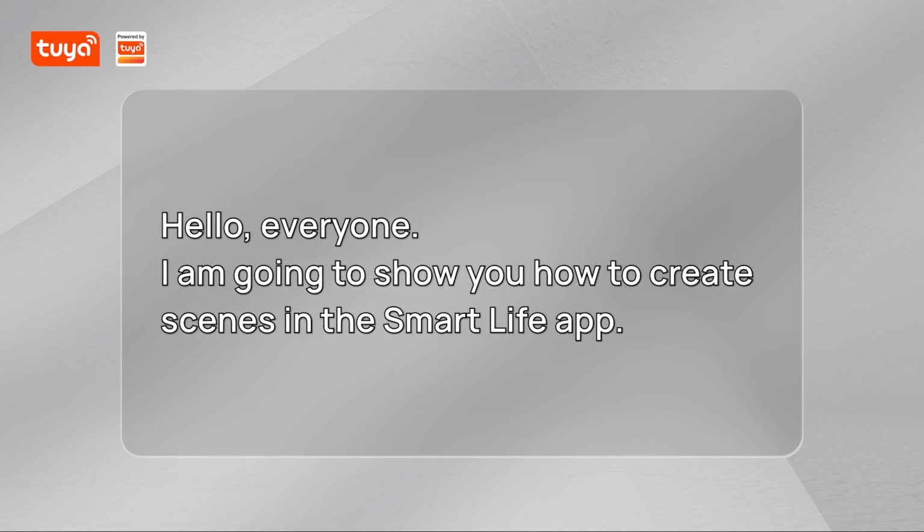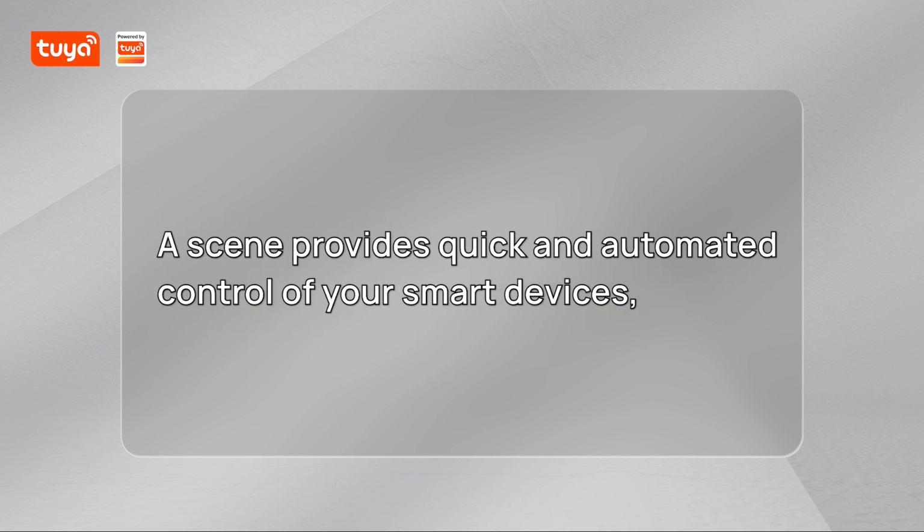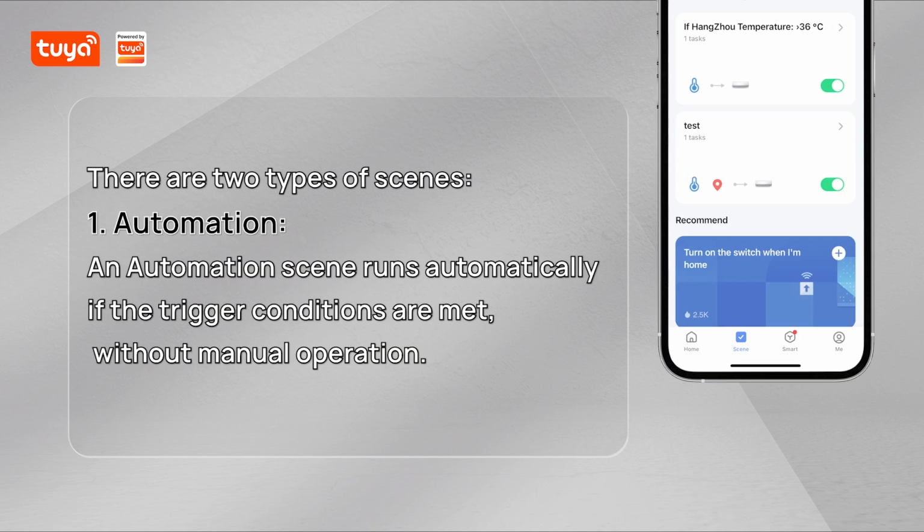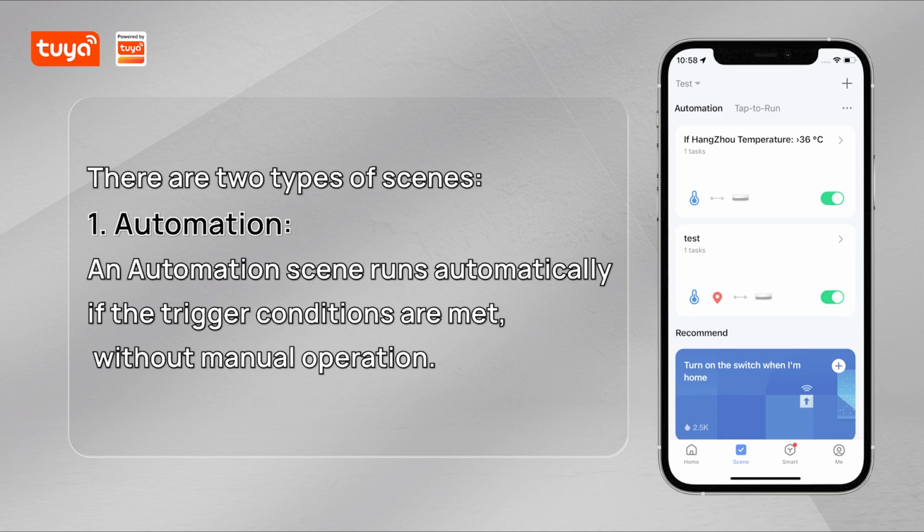Hello everyone, I am going to show you how to create scenes in the Smart Life app. A scene provides quick and automated control of your smart devices. For example, automatically turning on the air conditioner for cool air when it's hot, or turning on the light when you arrive home at night. There are two types of scenes.